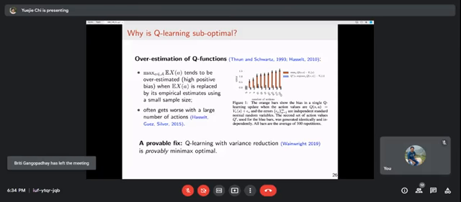There are also other fixes that are provable. For example, if you introduce variance reduction ideas into Q-learning, you can also make it provably minimax optimal. But the vanilla Q-learning algorithm, as we've seen, is actually not minimax optimal.